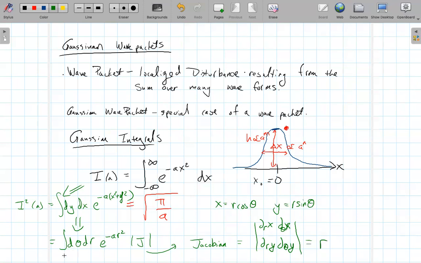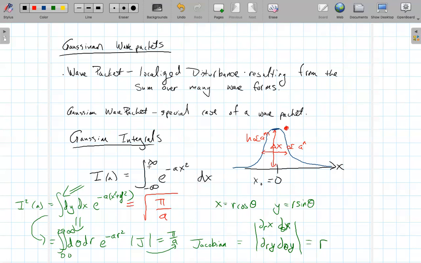Then you do this integral from 0 to infinity for the r portion, and for the theta portion it's going to be from 0 to 2 pi. When you do that, you find the value of this integral is simply pi over a, and then you take the square root of that to get the square root of pi over a. So that's basically the gist of how to go from here to here. That's where that comes from. It's not the derivation that's important, but this value here, because we're going to use this a lot.